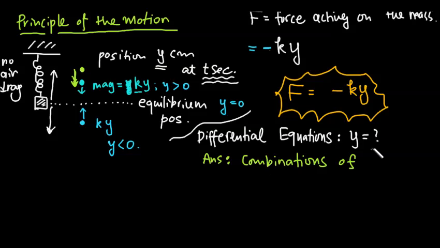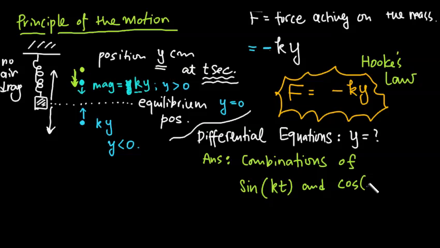It turns out that if some motion is governed by this principle called Hooke's law, I forgot to write that here, then y is a combination of sine function, where k is involved, I think, sine kt, and cosine kt. And you can easily check these two functions. In the first year calculus course, after you learn the first one-variable calculus course, you can easily check these two functions satisfy this principle.